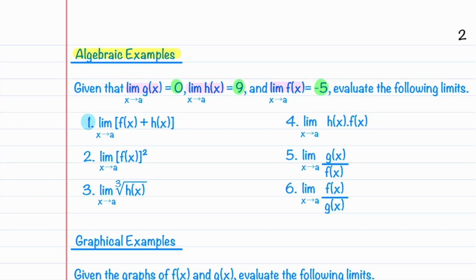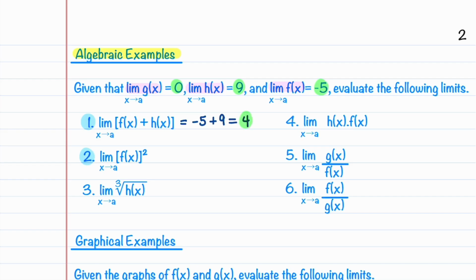Let's look at our first one. We want to find the limit of f of x plus h of x as x approaches a, and we're going to use the sum law to evaluate this. The sum law tells us that we can just pull the limit inside and apply it to each function separately. So this is equal to the limit as x approaches a of f of x, which is minus 5, plus the limit as x approaches a of h of x, which is 9, and we get a value of 4.